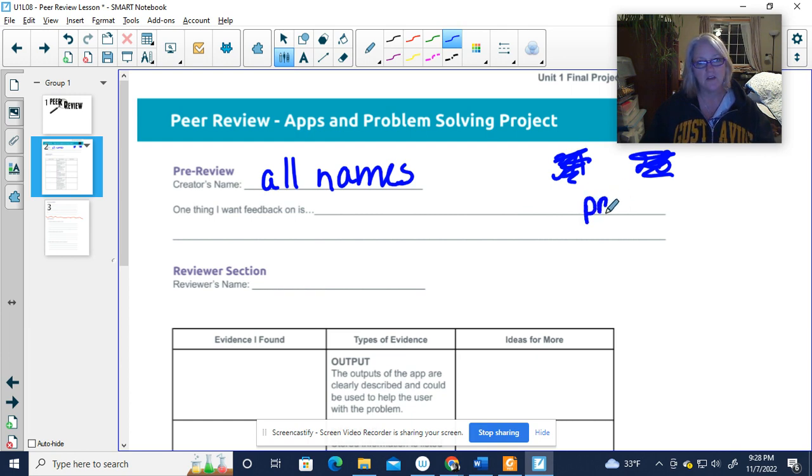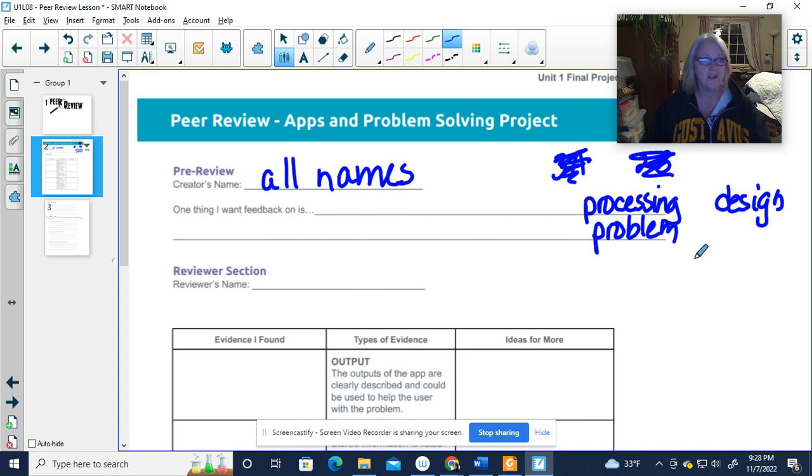about the processing where you're like, I'm not sure if we have explained this so that it makes sense? Is it about the problem that your app is supposed to tackle and solve? Is it something about your design and what it looks like? I'm not sure, but pick one thing on there. Okay. You'll talk about that in a little bit.